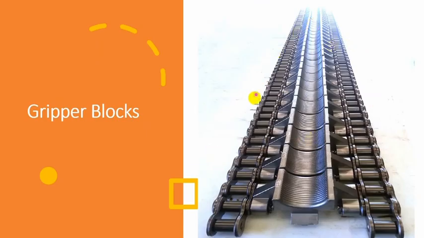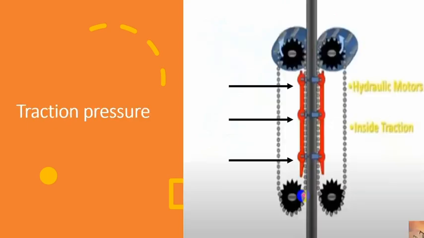This is the final picture of a chain with gripper blocks. The traction pressure, as we said, pushes against the skate bar, and the skate bar pushes against the rollers, and then the chain with gripper blocks, finally at the coil tube. It's called inside traction or traction pressure.